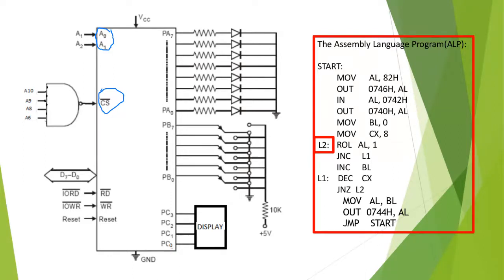Then A11, A10, A9, A8, A7, A6, A5, A4, then A3, A2, A1, A0. Now look here. A15 is not used here. So A15, 14, 13, 12, these 4 bits are not used here. You can directly write don't care.